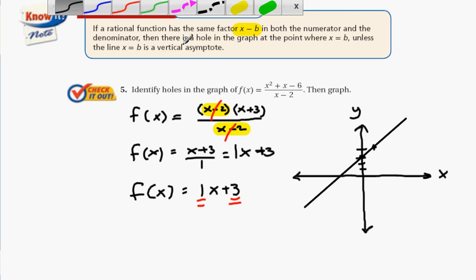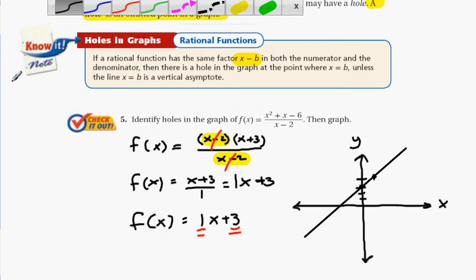Now, this right here, the hole, here I have x minus b, x minus 2 in this case, in both the numerator and the denominator. So x minus 2 equals 0. If I add 2 to both sides, now I get x equals 2.